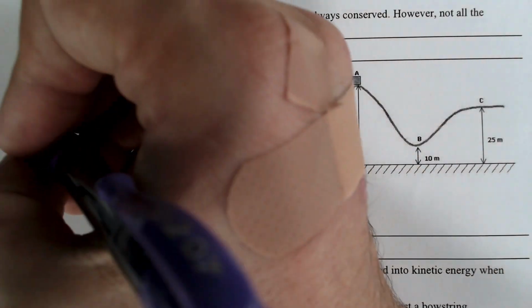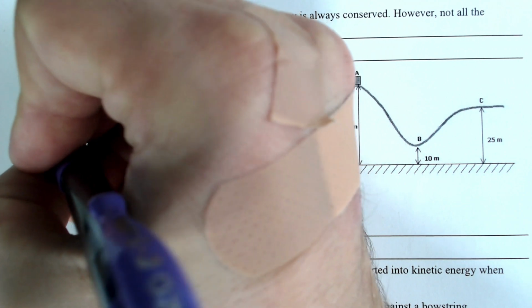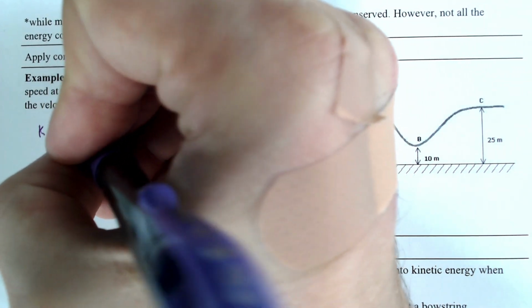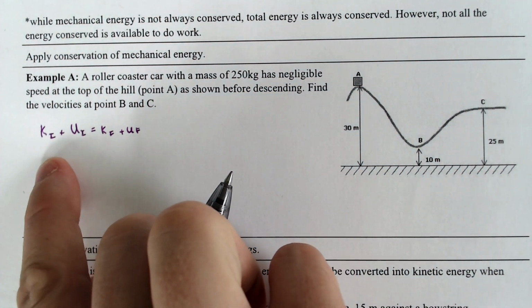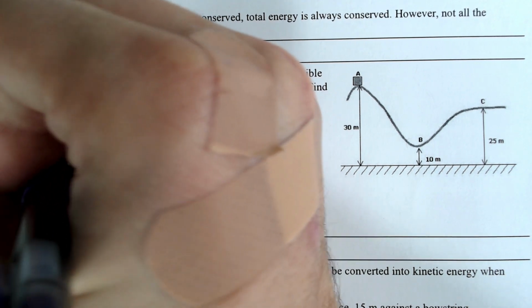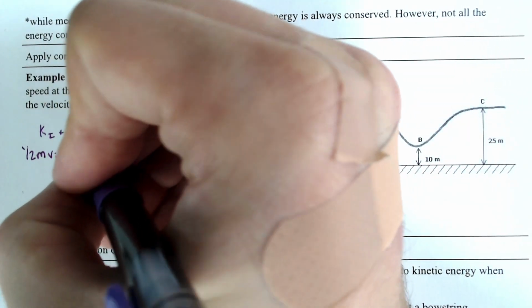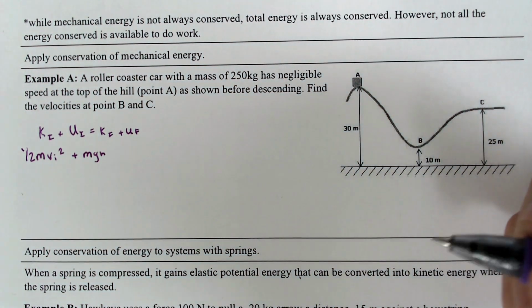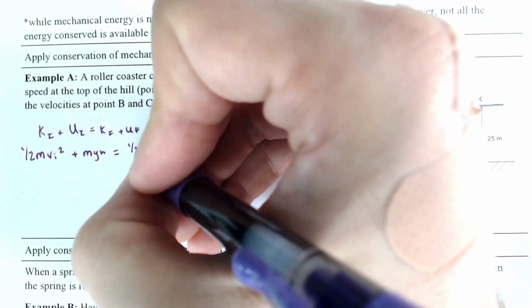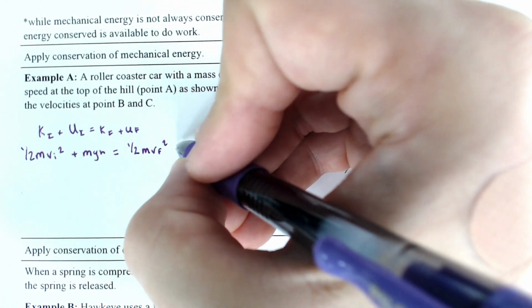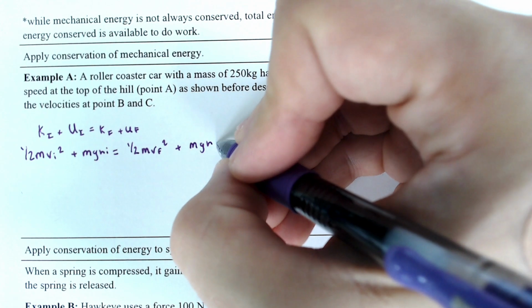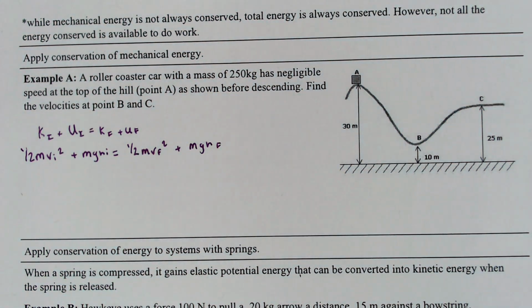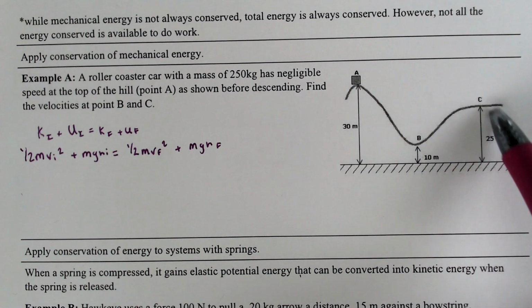So what is the K initial plus U initial? That would have to equal K final plus U final. So what is the K initial? Well, that would be 1/2 mvi squared, and then mgh for your potential energy will have to equal K final. So the K final would be 1/2 mvf squared plus U final, which would be mgh again, but with a height of the initial versus height of the final, assuming it has moved down. We want to find the height at points B and C.